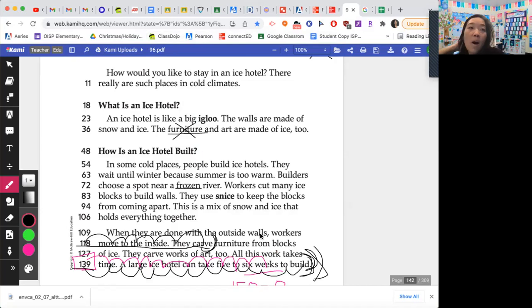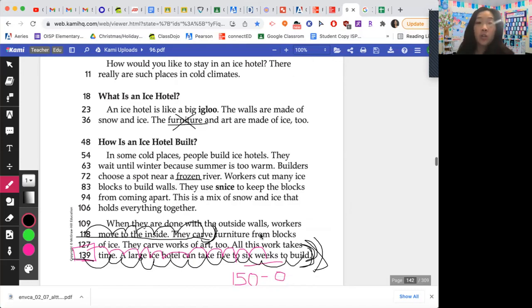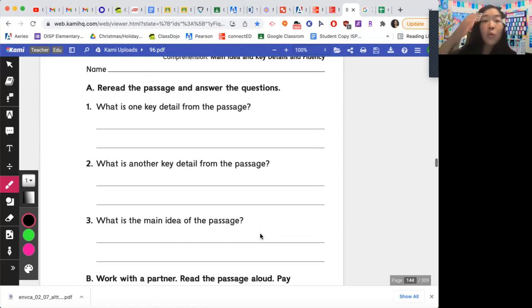All right. While you are finishing working on that, I am going to read through the entire story for you. And then we're going to be using the entire story to help you answer questions 1, 2, and 3. Okay. All right. Actually, you know what? Why don't we read through the first 3 questions first? The questions are, what is one key detail from the passage? What is another key detail? And what is the main idea of the passage?